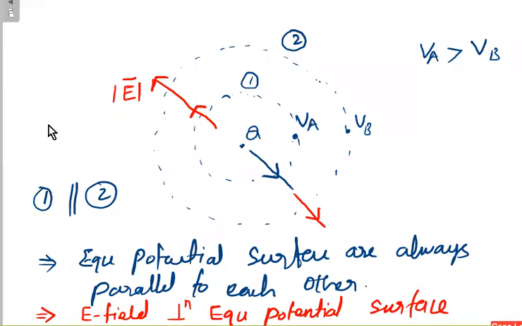Next I will give you some examples. In the exam they used to ask like this, sir. Suppose I have a point charge. What is the shape of the equipotential surface? They will ask, what is the shape here? It is the surface of a sphere.